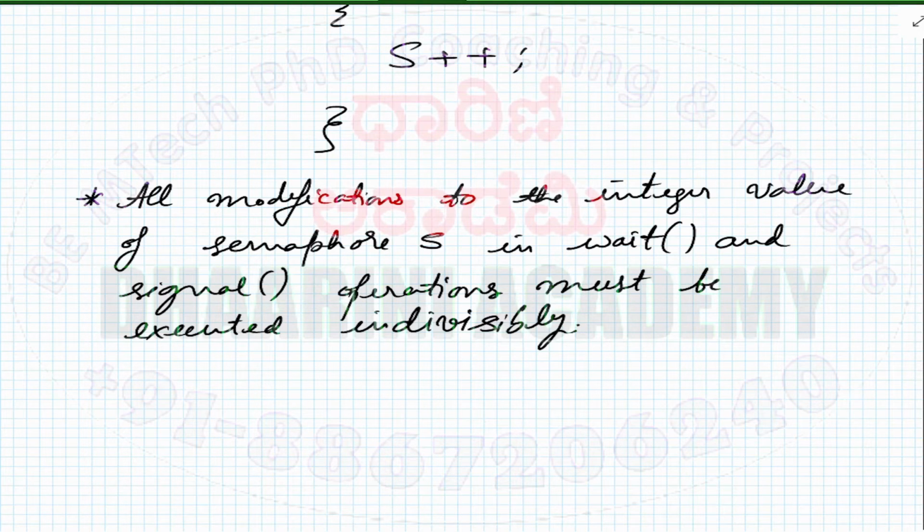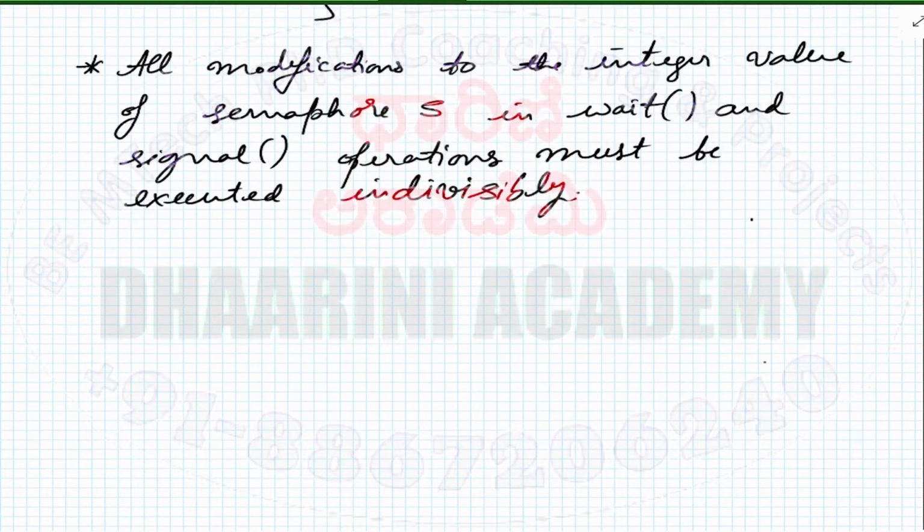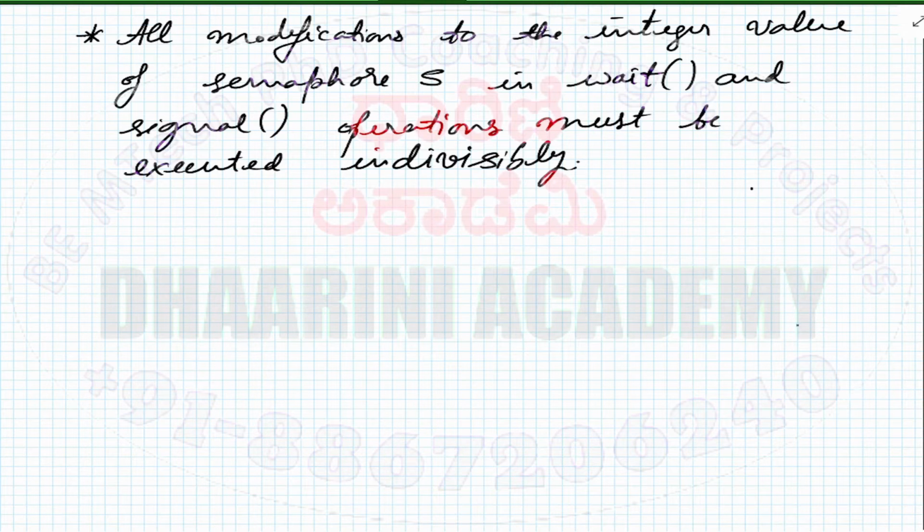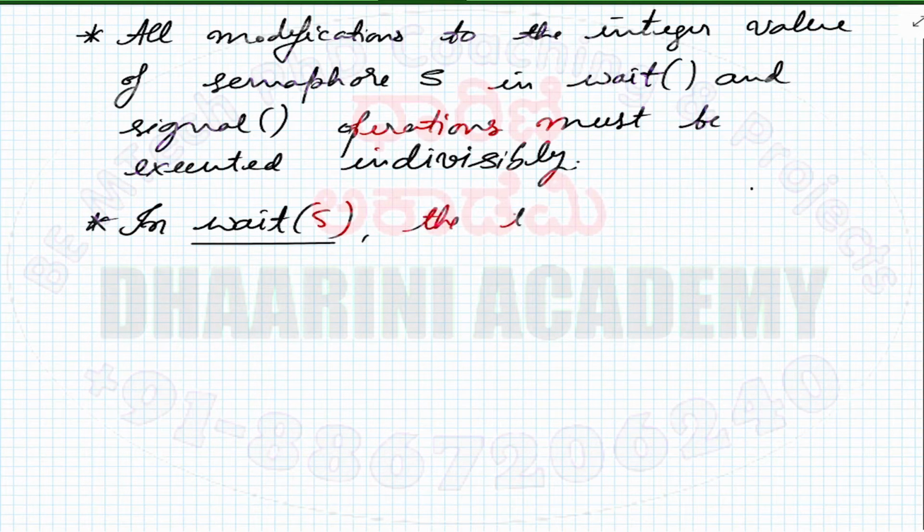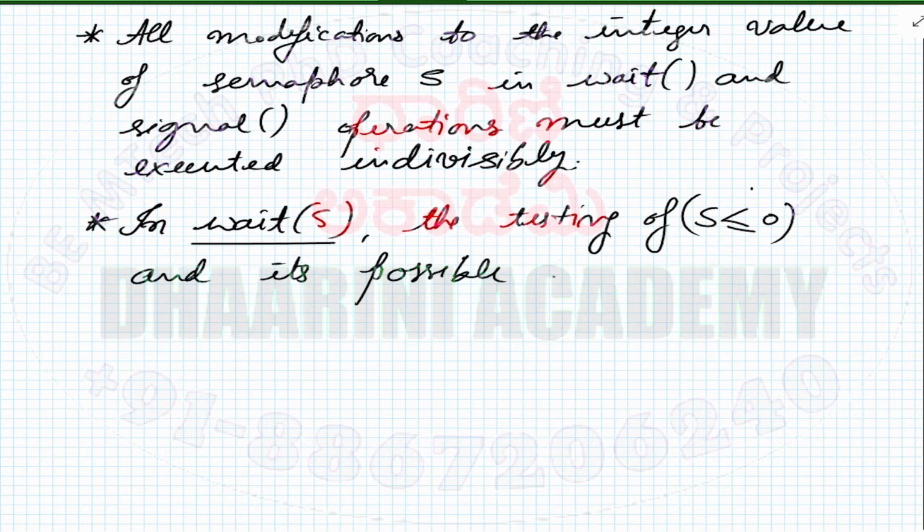All right. In addition to that, let's say the process we are executing here is s. Wait is being executed. So we'll write that point. In wait of s, in that process, the testing of s less than or equal to 0 and its possible modification. What is a possible modification? In bracket I write s minus minus, right, must be executed without interruption, because if somebody else modifies the value of s at that point, you have a problem.